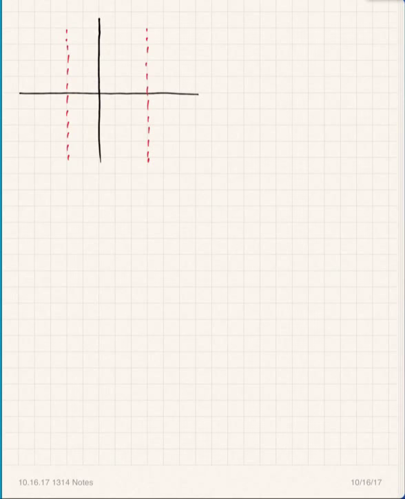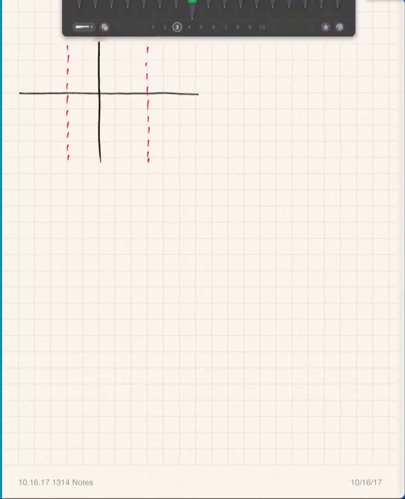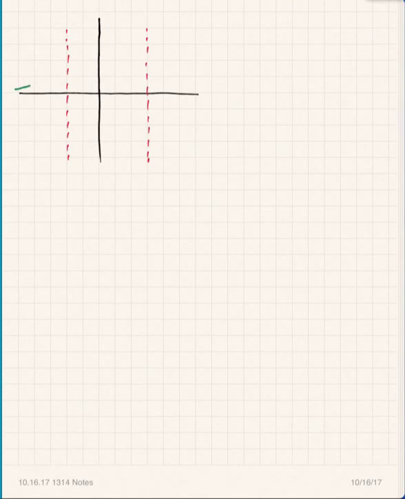So let's say that the graph has a branch like that, has another branch like this, and then finally has a 3rd branch that looks like this one. All right, so this is a very typical, very common looking rational function with 3 branches to it.